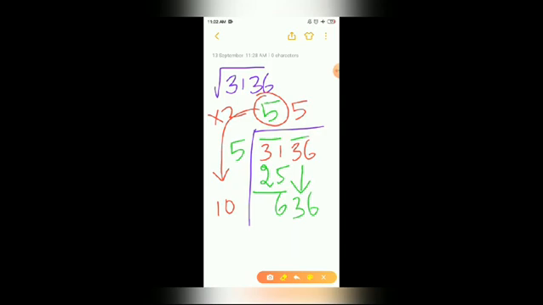So with 5 we get only 525. So what number do we use? We use 6. You write 6, here also 6. 106 into 6: 6 6s are 36, 100 into 6 is 600, so 636. The remainder will be 0. So the answer is 56.